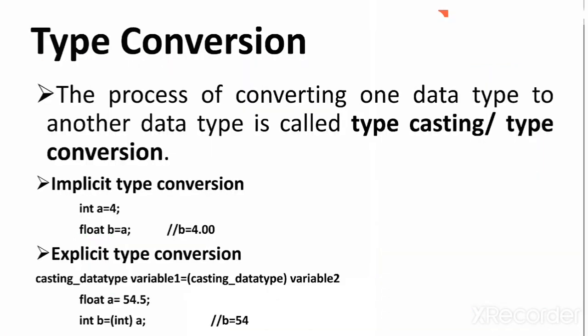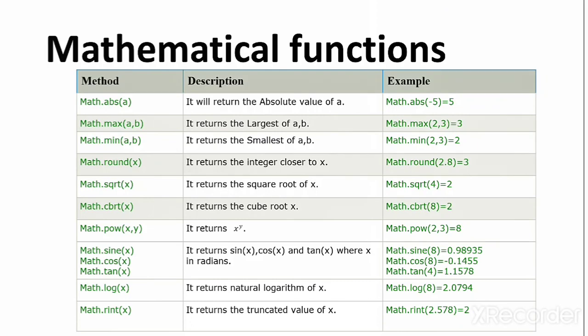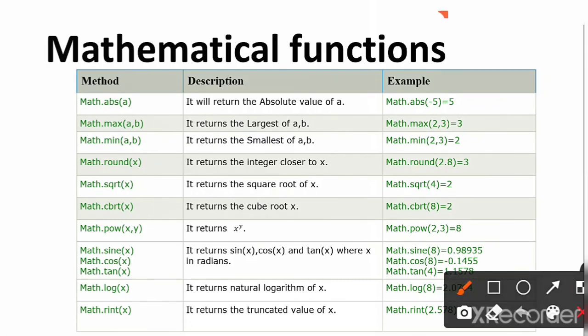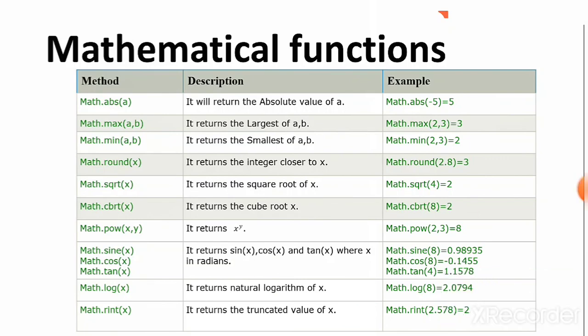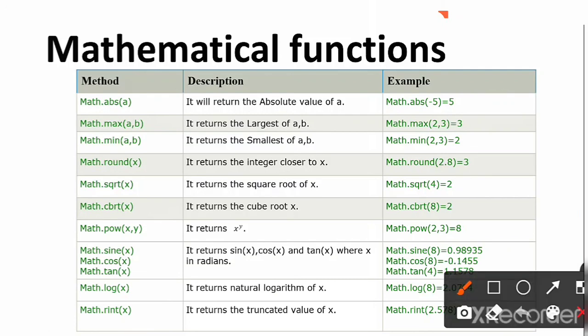The last mathematical function I have considered here is math.rint of x. This function will return the truncated value of x. That means math.rint of 2.578 will be equal to 2. This means the fractional part is truncated and only the integer part is considered by this function. rint means round off to integer. So the fractional part of the number that you give will be truncated, only the integer value will be considered by this function.